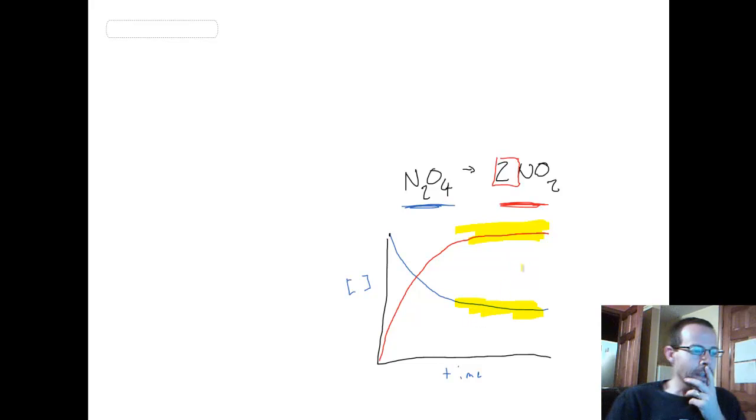The interesting thing here is that N2O4 doesn't run out. So my line doesn't do this. I'm going to change it to green. It doesn't keep going to the bottom and run out. That is not what happens. It still has some at the end of our reaction. So what we're getting into today is the idea of equilibrium.